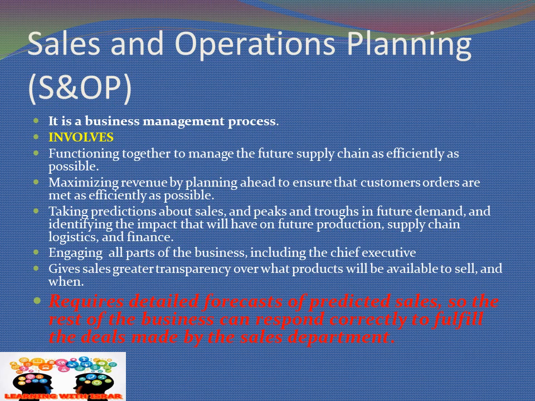It requires a detailed forecast of predicted sales so that the rest of the business can respond correctly to fulfill deals made by the sales department. So basically, as its name shows, it is the operations planning which is meeting our sales requirement. For this reason, we need a detailed forecast from our sales department so we can meet their requirement in the field or in the market.